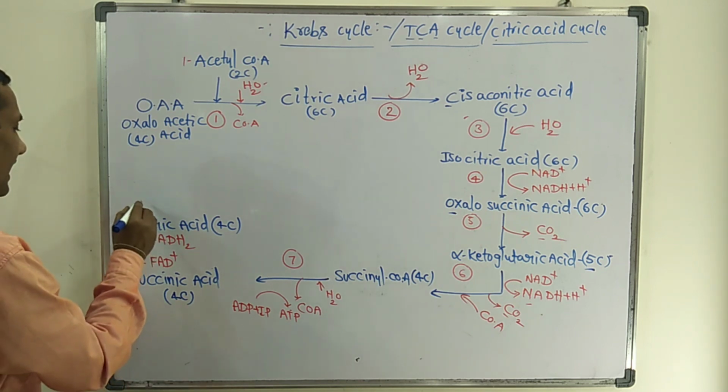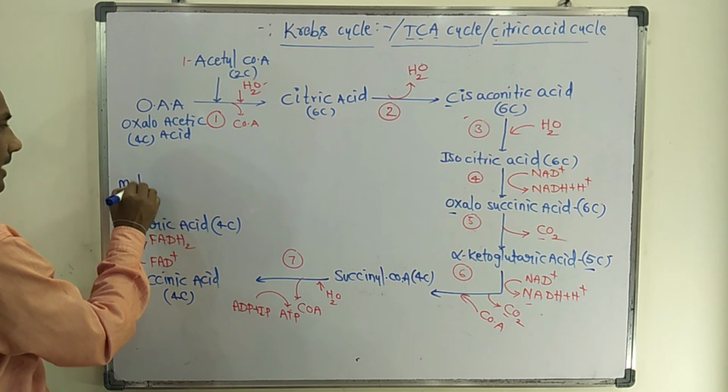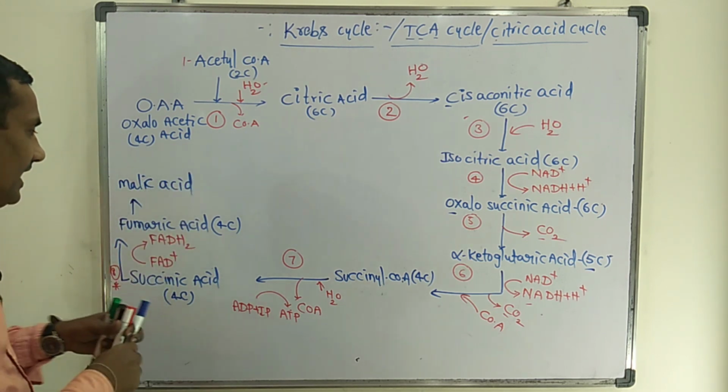Next, 9th step, fumaric acid is converted into malic acid. This is the 9th step.